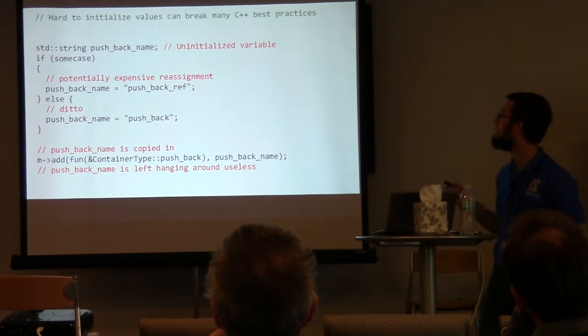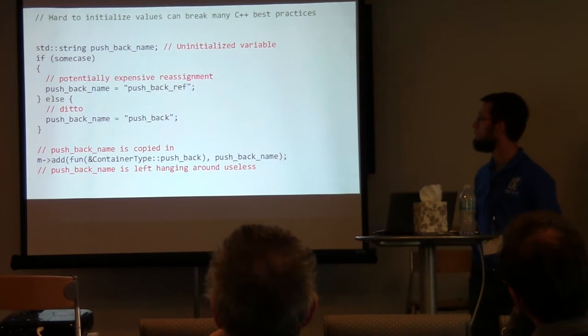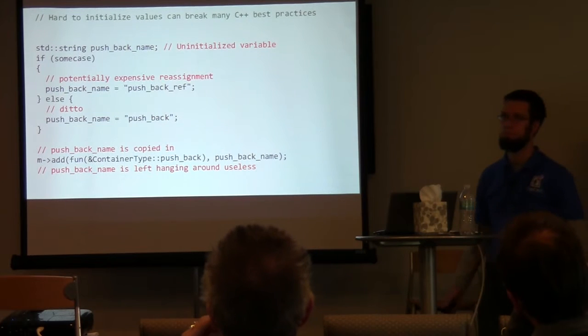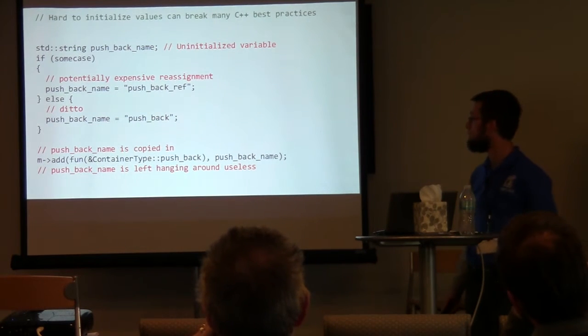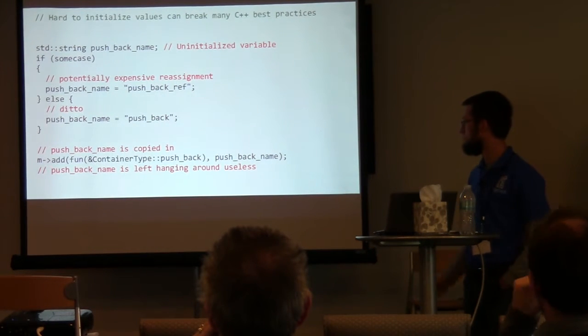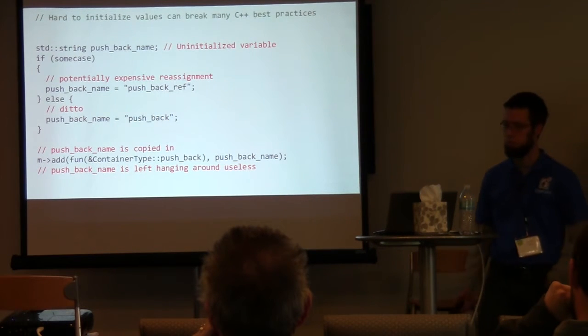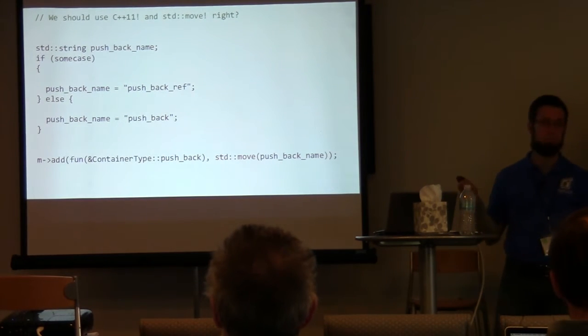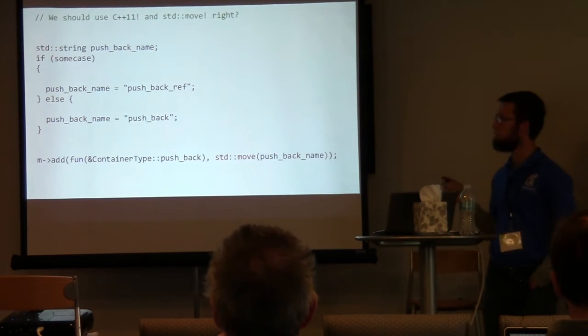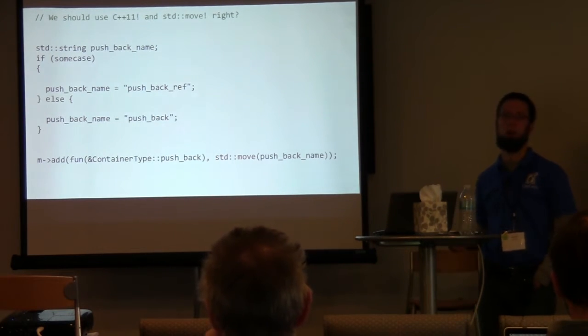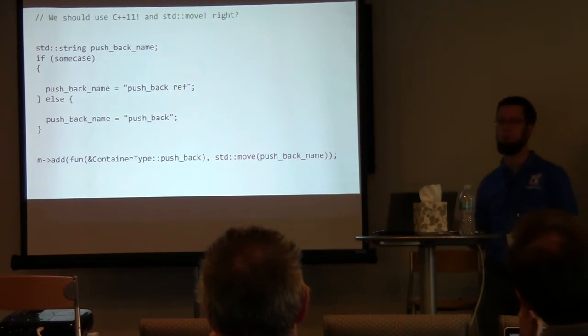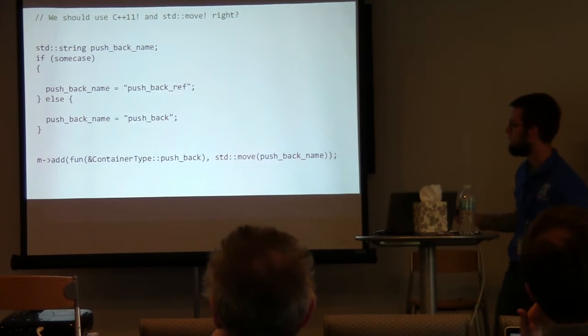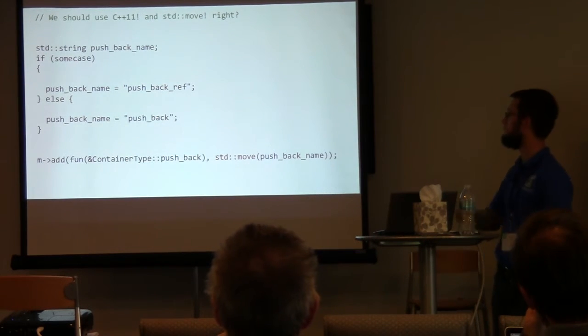So we just break all kinds of C++ best practices: uninitialized variables, potentially expensive reassignment, particularly if this is potentially a shared pointer or something else. And then we copy this value in, and pushback name is left hanging around, useless, taking up space. Just for a little more background context, I forgot to mention, I was looking at this code right after reading Effective Modern C++. So I'm thinking, how can I reduce copies? How can I best take advantage of moves? That kind of thing. So I'm like, well, let's move it in.